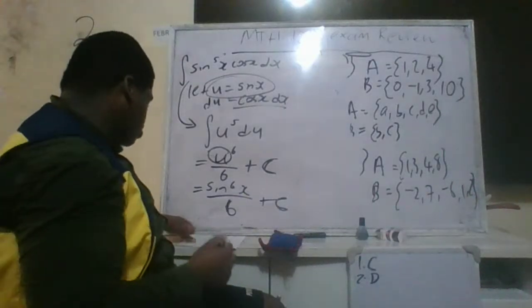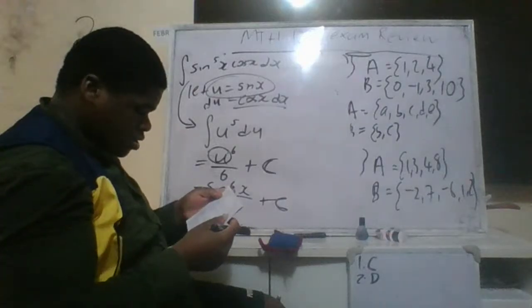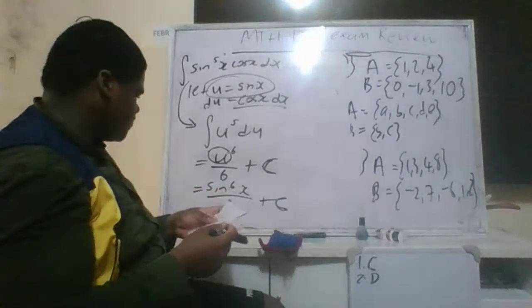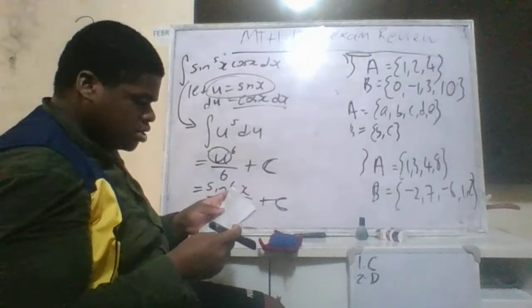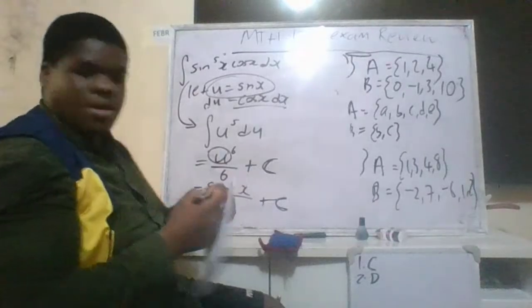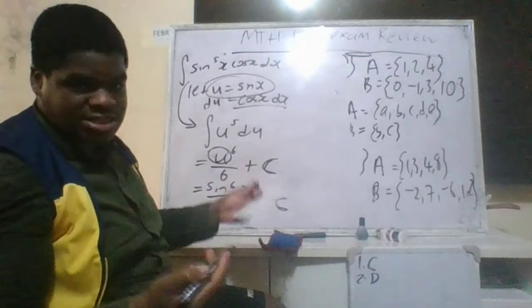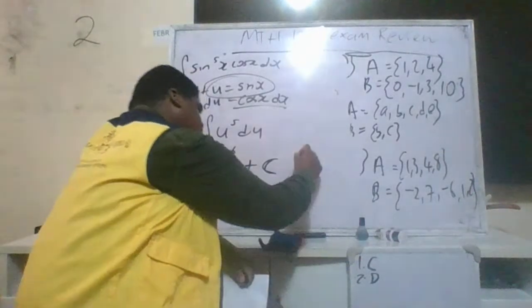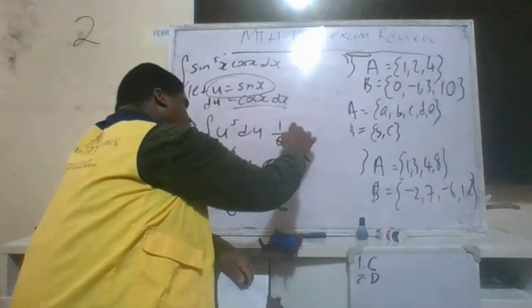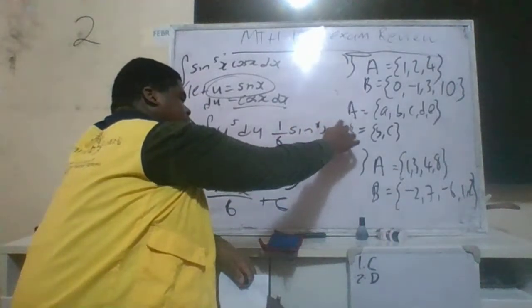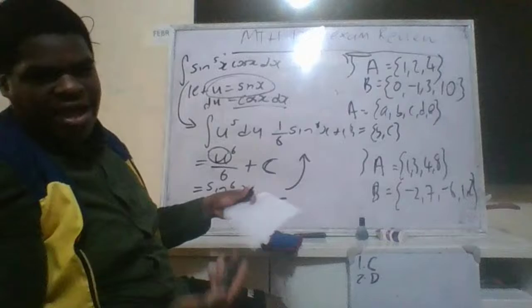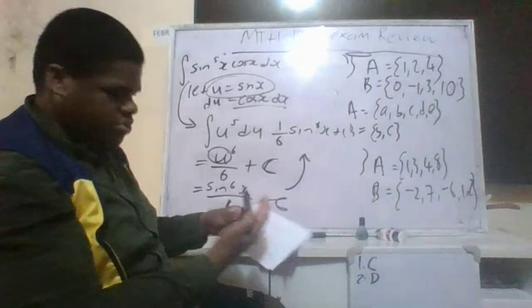And this corresponds to option E. But the problem is that it is not exactly the same. Remember, as I said, they are put in the form that the examiner put it. And this is going to be 1 over 6 sine to the power of 6x plus c. But it's still the same thing. You get what I mean? You have to follow the way the examiner put it.